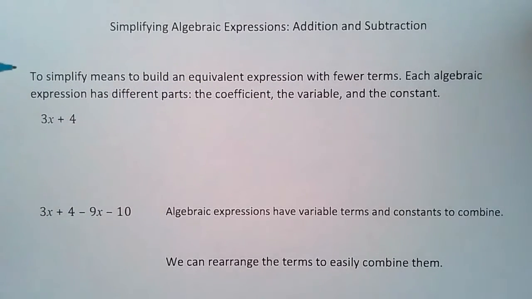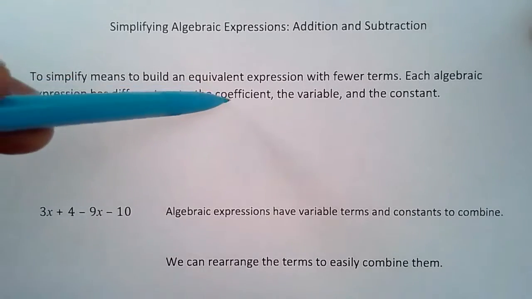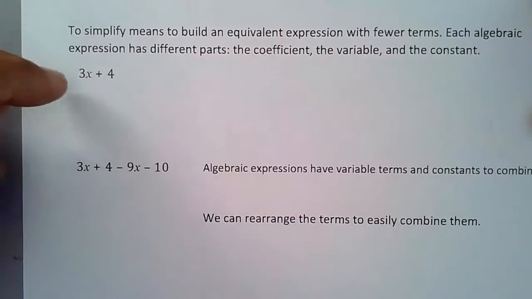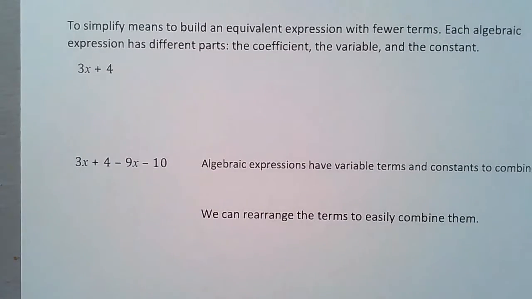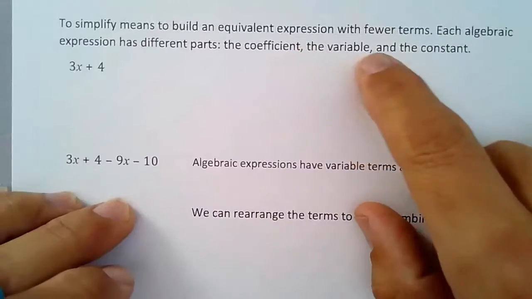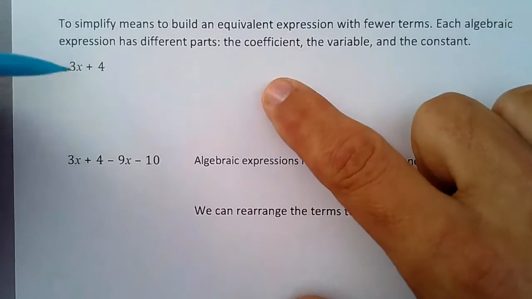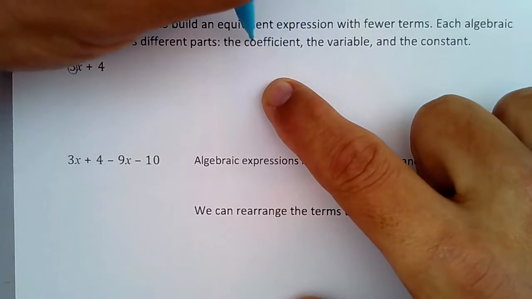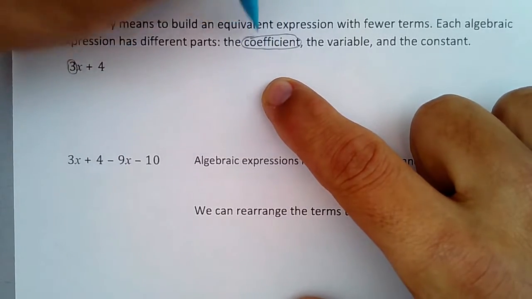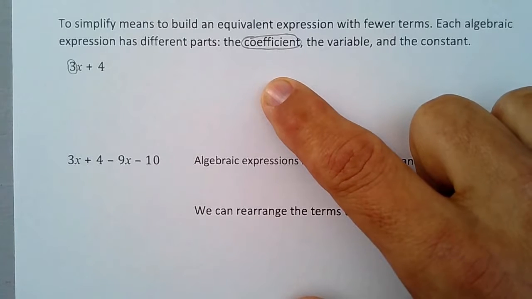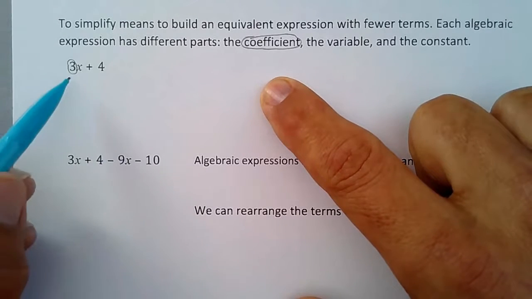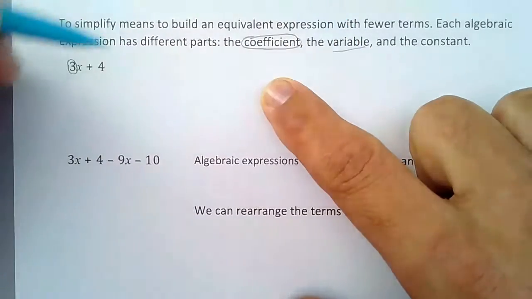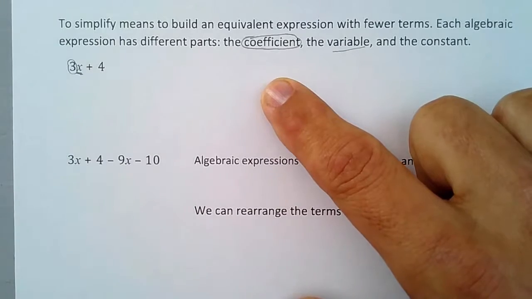And each algebraic expression has different parts. We have the coefficient, the variable, and the constant. And I have a little variable expression here, and I'm going to show you these different parts. The coefficient, this right here is the coefficient. I'll circle that there. The coefficient is the 3 in this case. It's the number that's being multiplied by the variable. Now the variable is the x right there.